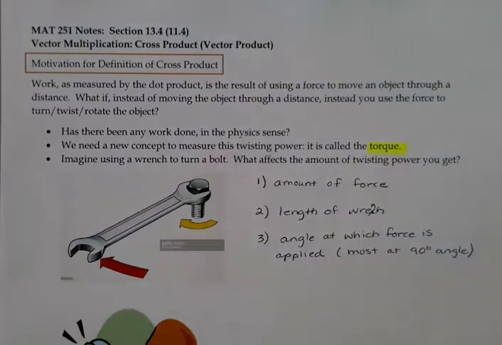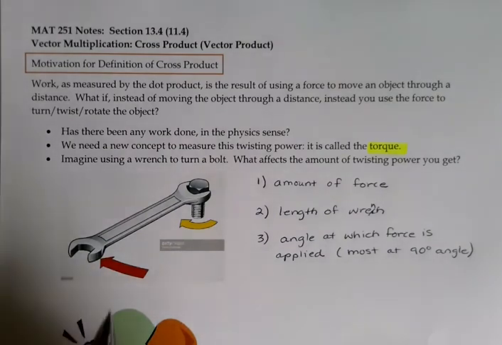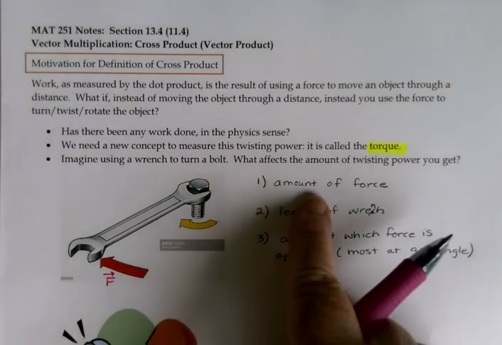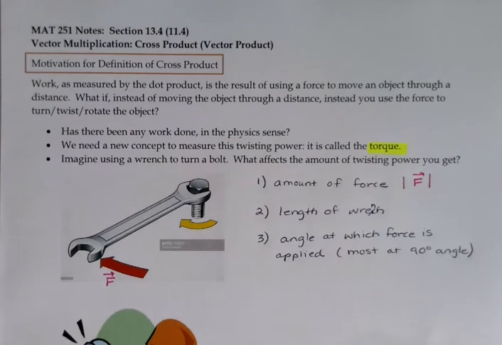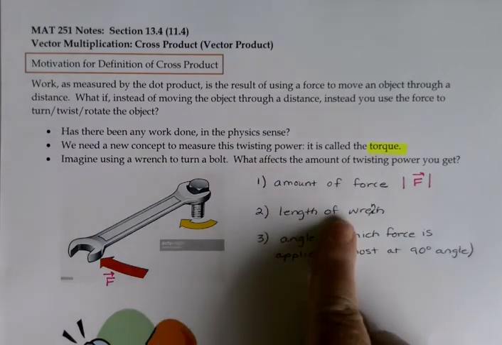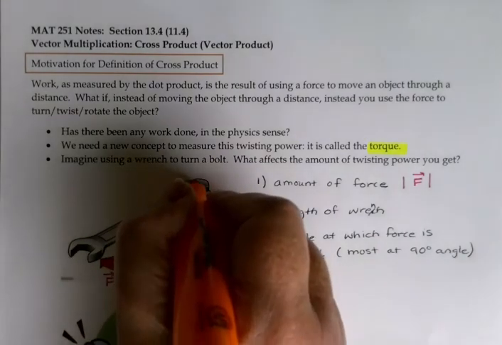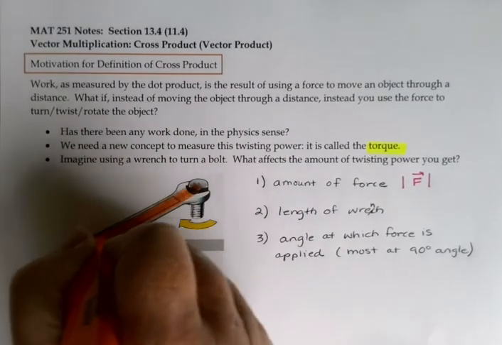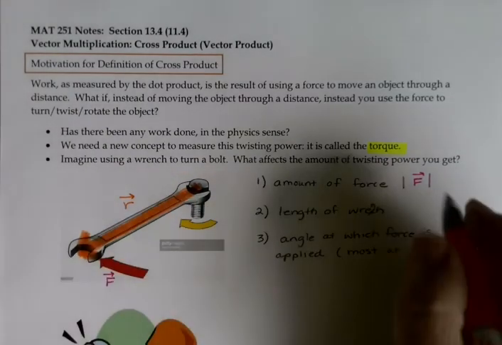All right, let's start putting some of this information into the diagram. We've already got our force vector diagrammed for us right here. So let's just assume that's our force F. The amount of the force then could be the magnitude of F. For the length of the wrench, I'm going to go ahead and put in a wrench vector, starting from the bolt, going out to the end of my wrench. And I'm going to call that R. So the length of the wrench vector would be the magnitude of R.